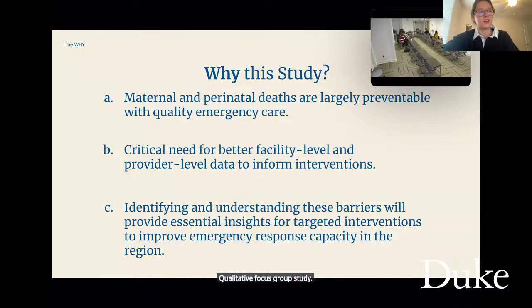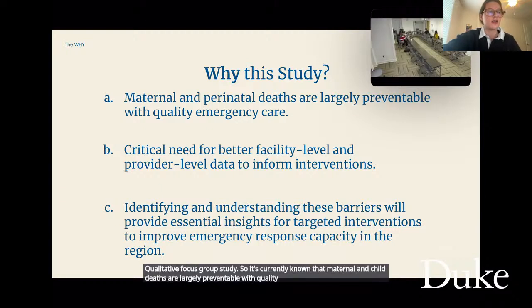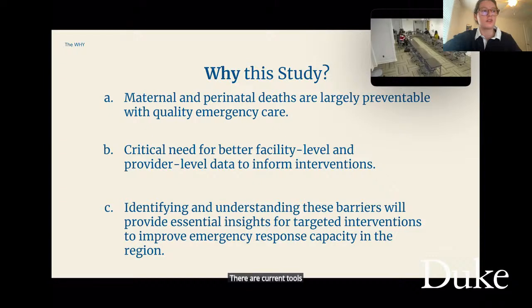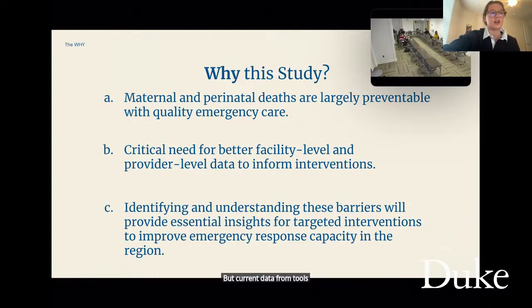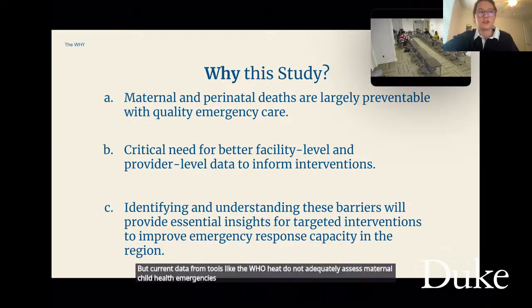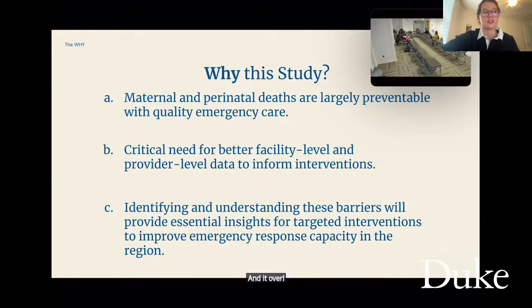So it's currently known that maternal and child deaths are largely preventable with quality emergency care. There are current tools available for quantifying the ability to manage such emergencies, one of those being the WHO's Hospital Emergency Unit Assessment Tool that is focused on adult emergencies and has been employed previously in Tanzania and other LMICs. But current data from tools like the WHO HEAT do not adequately assess maternal child health emergencies, as it only includes a few broad items for maternal child health care, and it overlooks specialized emergency units.